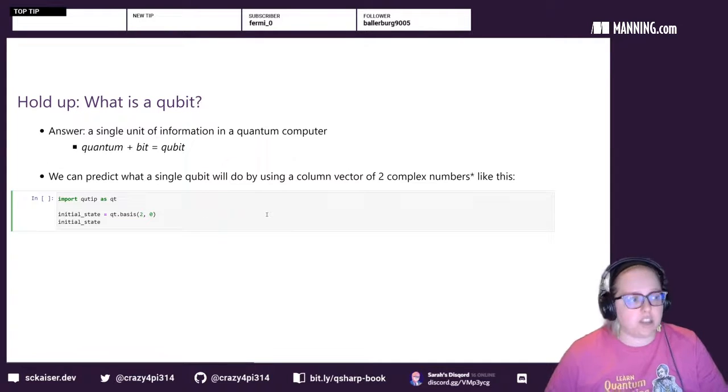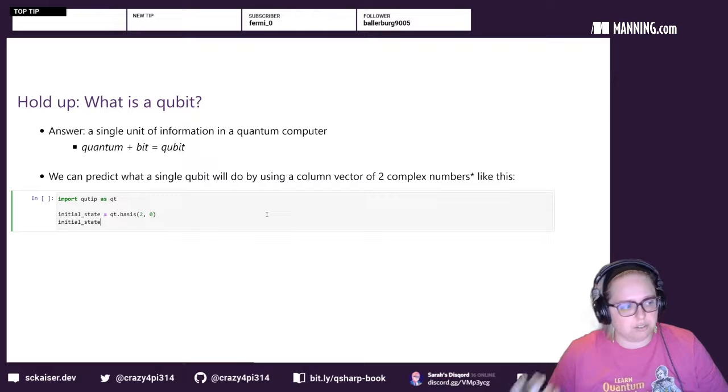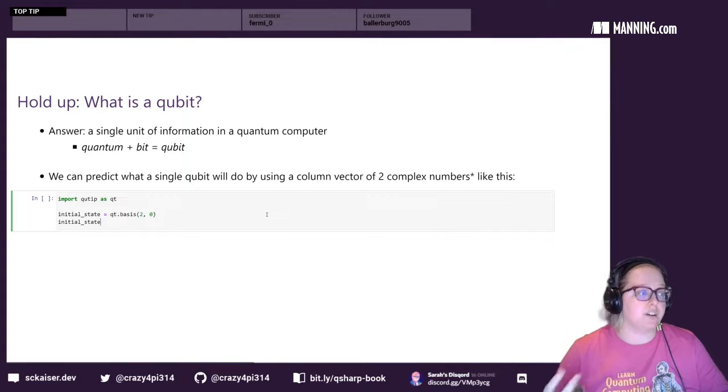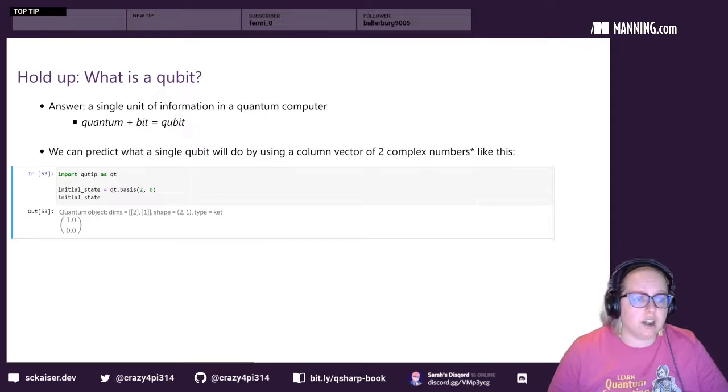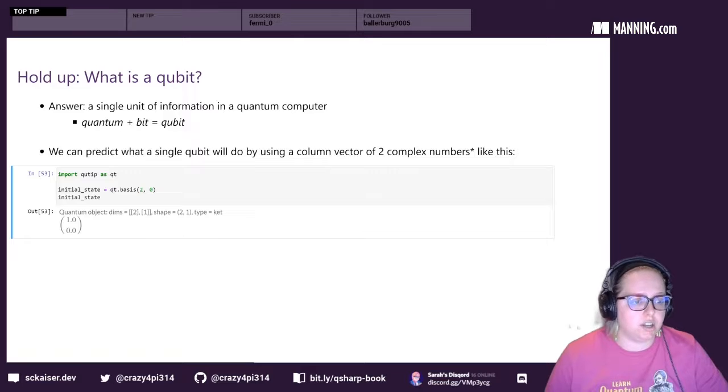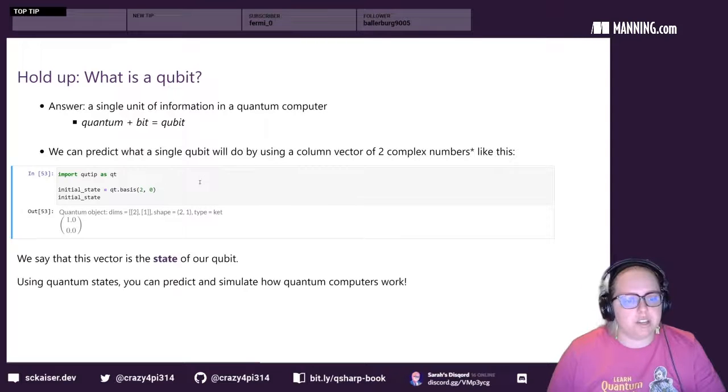But basically, a qubit can be represented as a column vector of two complex numbers. A regular bit in a classical computer is just a 1 or a 0. A qubit, or a singular unit of quantum information, can be represented by this vector of two complex numbers. Here I'm importing QuTiP and using its quantum object class, which represents a single qubit. We say that our qubit has this state.